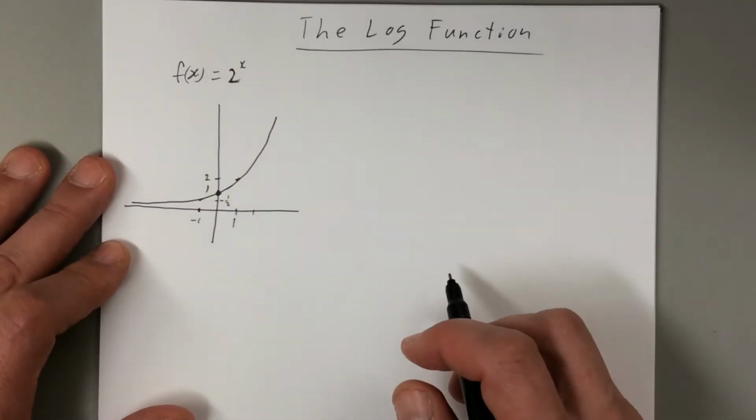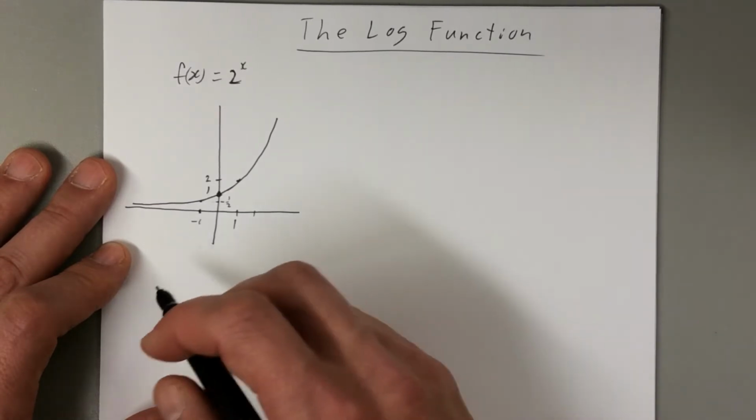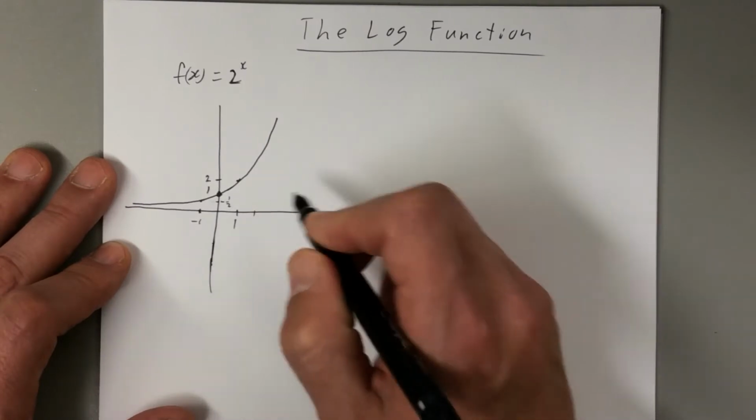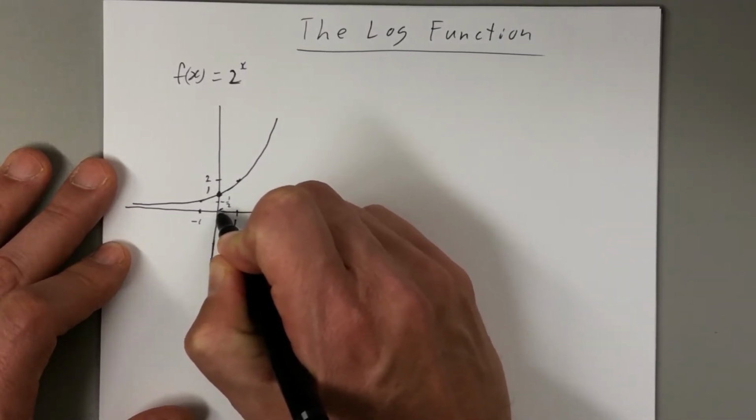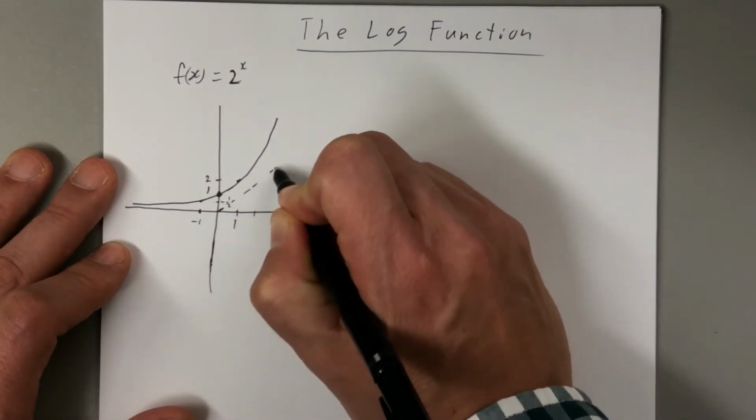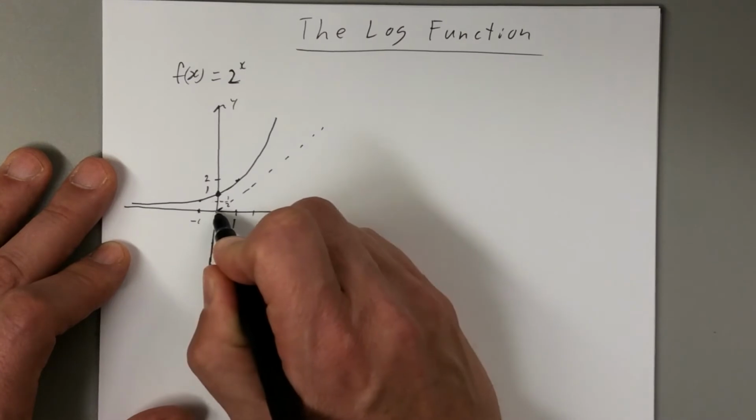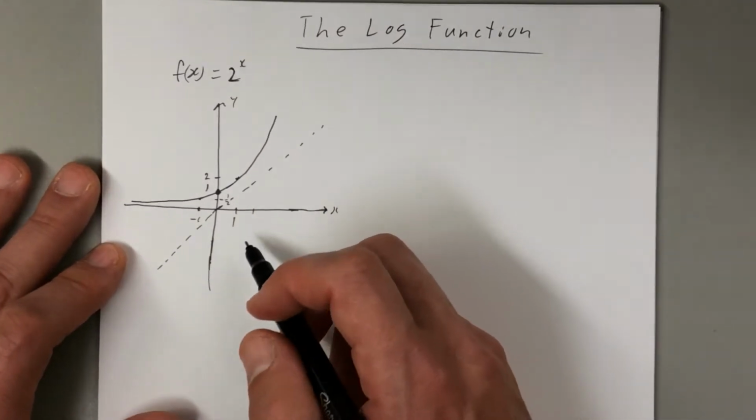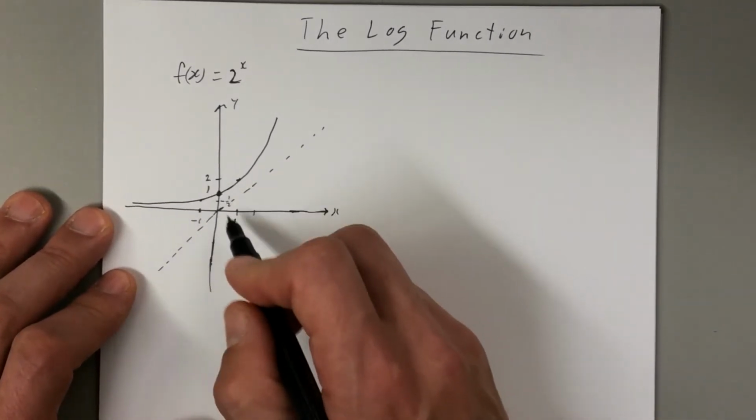Now, if I want the inverse of a function, what I'm going to do is reflect it in the line y equals x. So I'm going to put on here the line y equals x. There's the y-axis, x-axis. I'm going to reflect it in there, because when you're doing the inverse, you're swapping the x and the y's. That's why you're just reflecting.